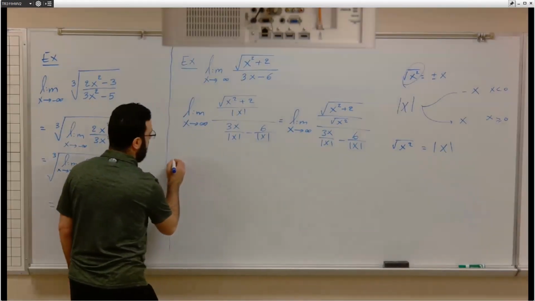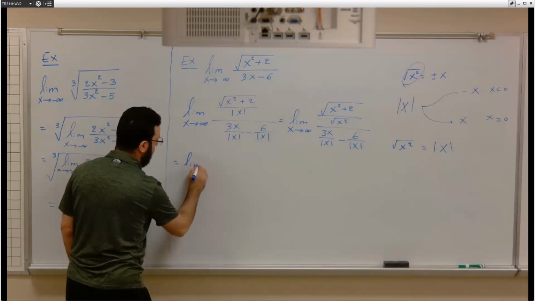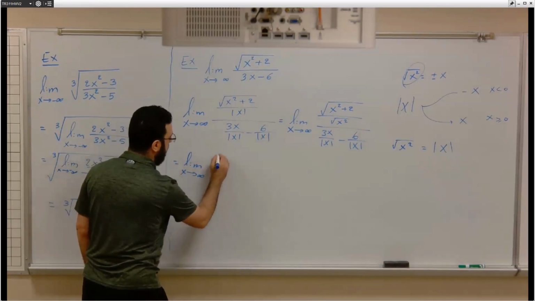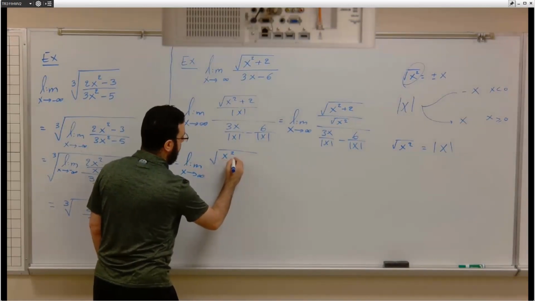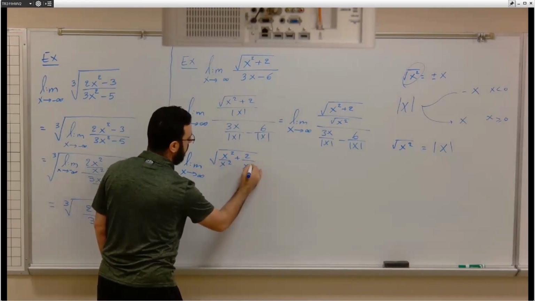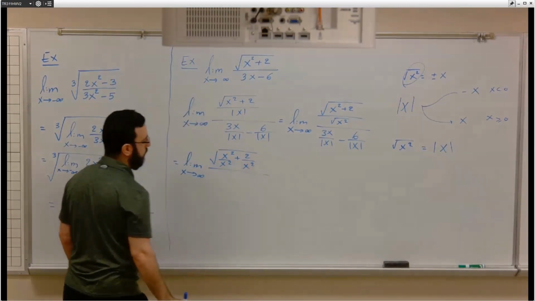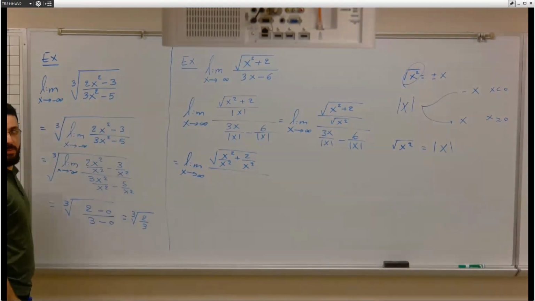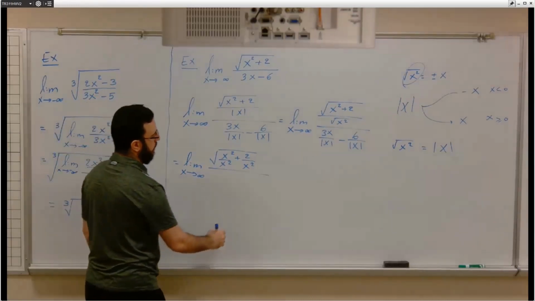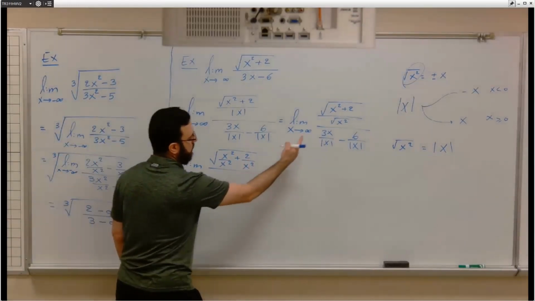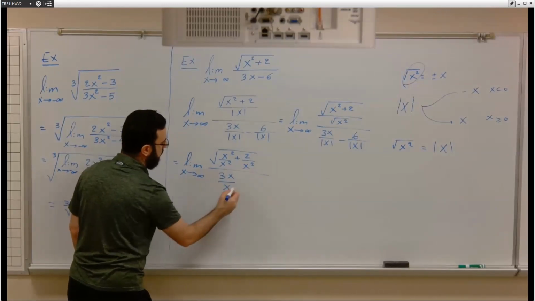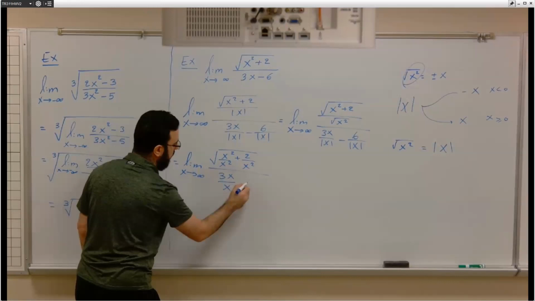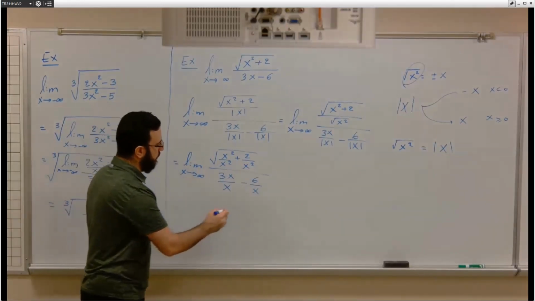This part is going to be equal to the limit when x approaches infinity, where everything is x squared plus 2. I can write it down like this, yes or no? Because it's x squared and I'm putting this one under the root. And here is 3x over x, as x goes to positive infinity, minus 6 over x. So now just simplify it more.